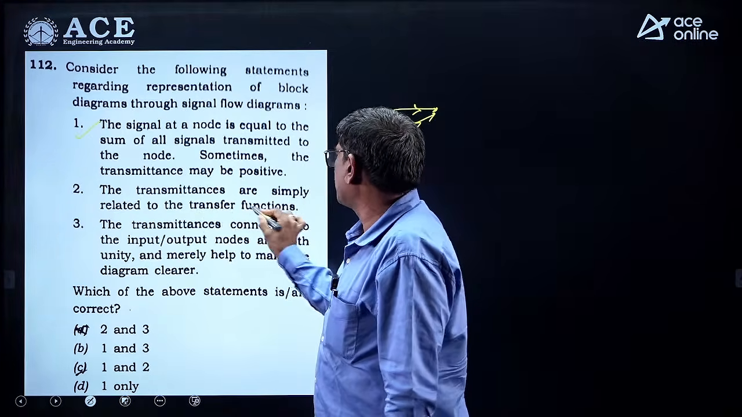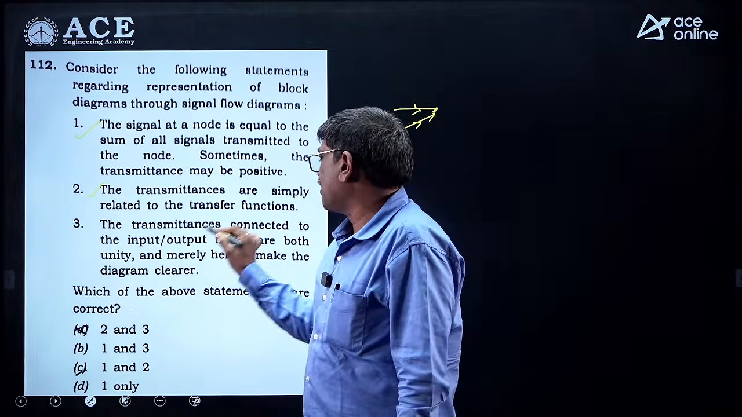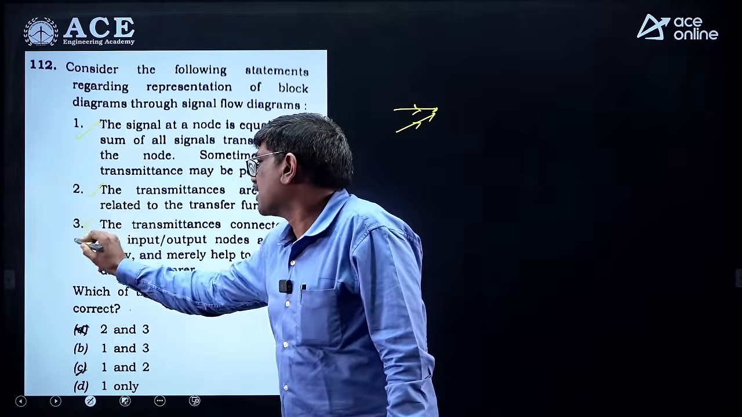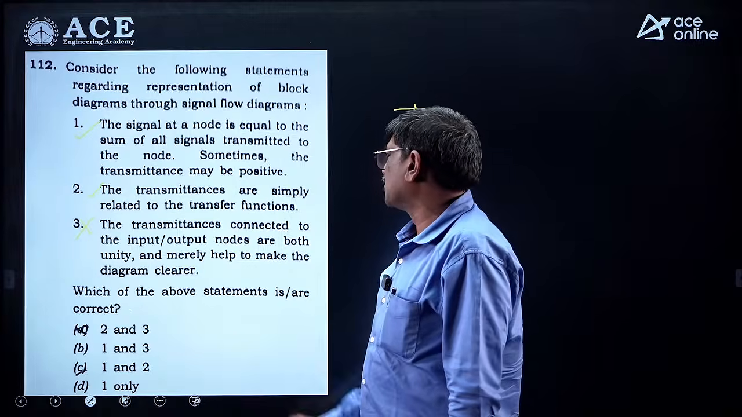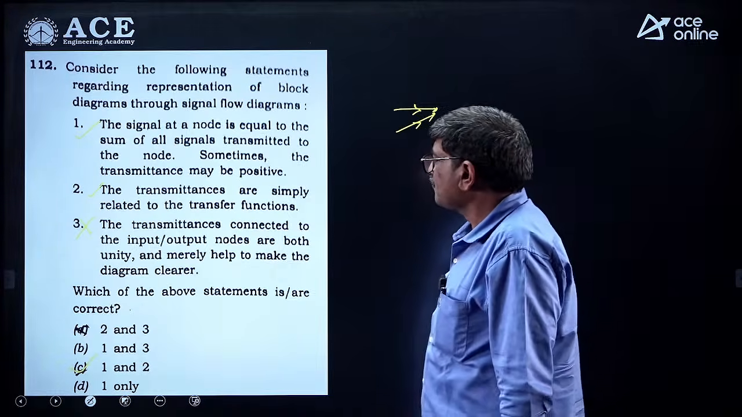Transmittance is simply related to the transfer function. It is also correct. But transmittance is connected. Now, transmittance means the ratio of two nodes, also called the transmittance. So it is not always between input and output. So the third one is wrong. That means statements 1 and 2 are correct.